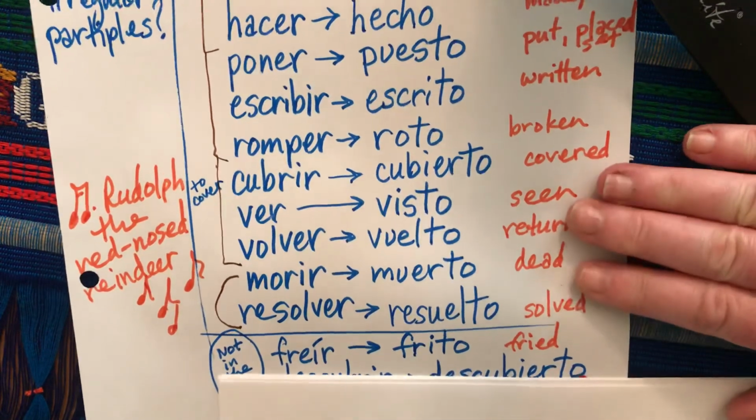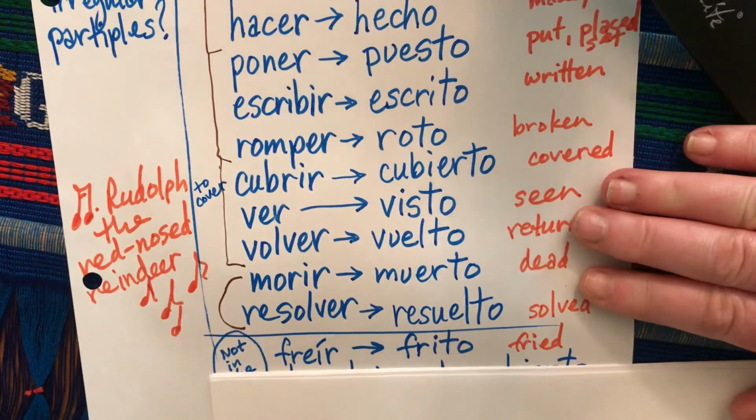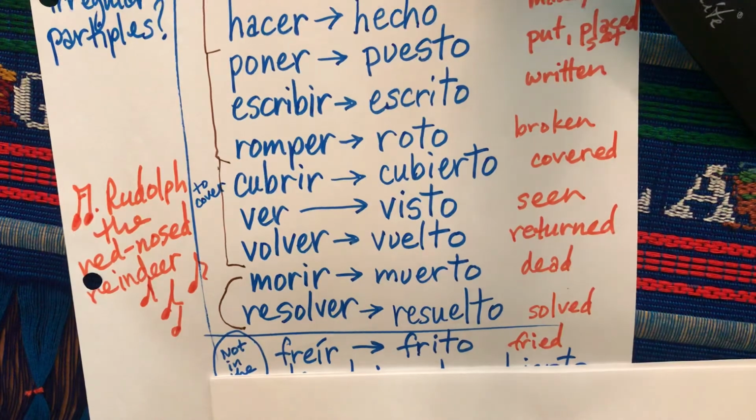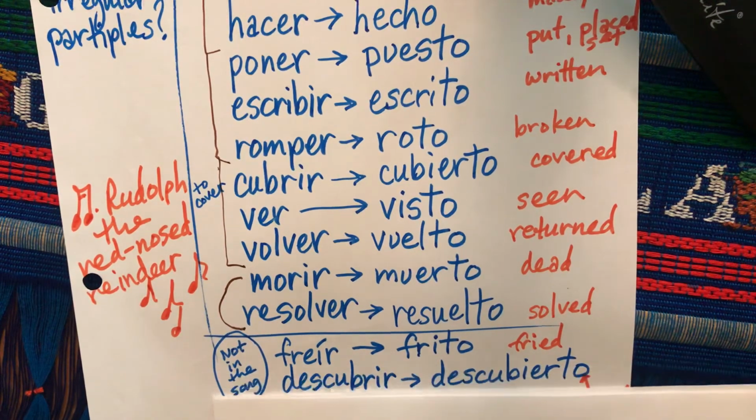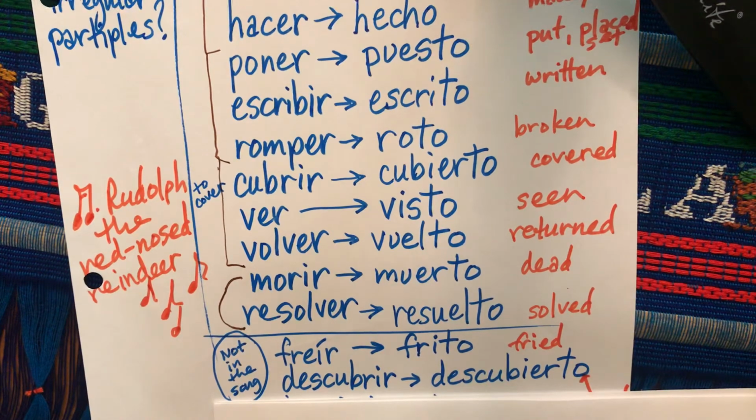These are not in the song. They're not in this chapter either, but they are irregular. Freír is frito. Pollo frito, fried chicken. He frito el pollo. I have fried the chicken. So in this section, it's going to be an adjective. Descubrir, discovered, is descubierto.